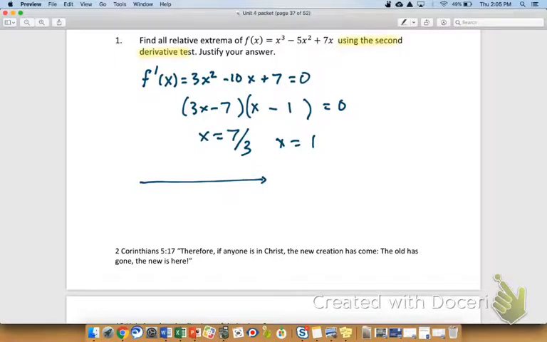If I wanted to, I could do an f prime sign chart and put the 1 here and the 7/3 there and test out those intervals and figure out, does f prime go from negative to positive or positive to negative? Y'all with me? This says, though, we're supposed to not use the first derivative test, but the second derivative test. So the second derivative test requires me to have the second derivative. So I'll find it. F double prime of x equals 6x minus 10.